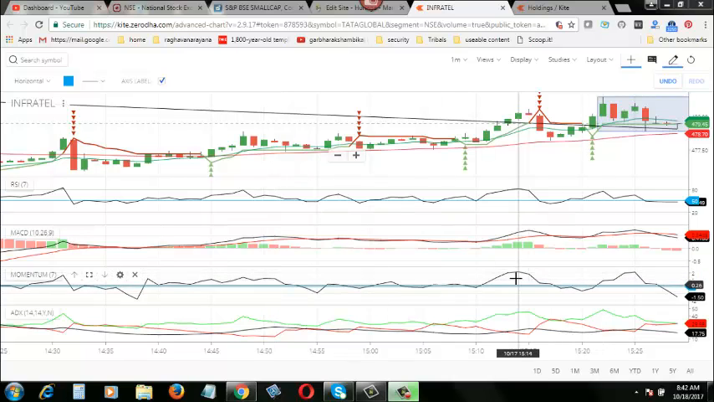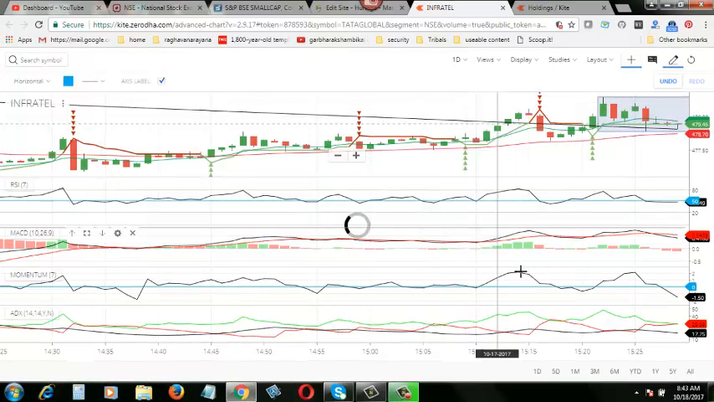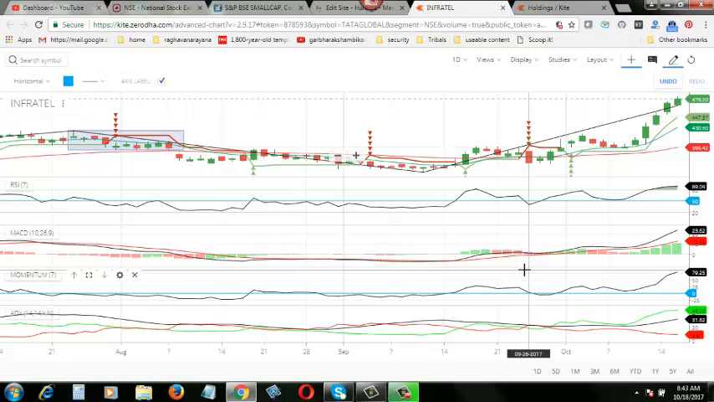So here you can see very clearly that this particular stock is, at this moment, very good for day trading. That is the conclusion. Now we will move on to the day chart and see whether this particular stock is good for swing trading or not.